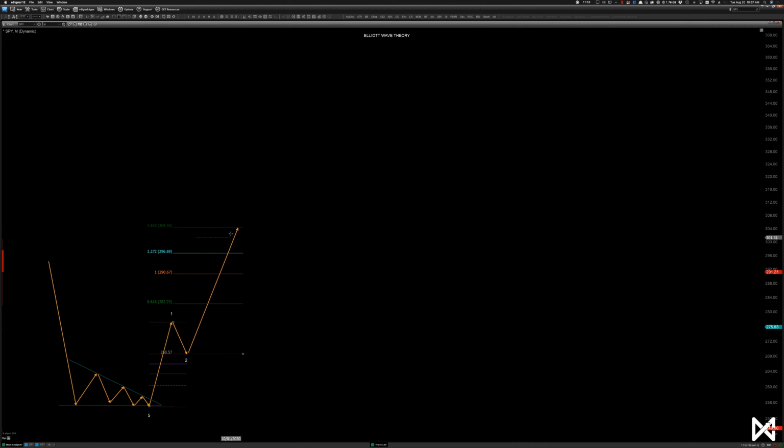So wave 3, again, ideal targets 1.272, 1.618. This is important information for you guys to know. And again, we'll be coming back to this later in the lessons as well. So now let's mark in our wave 3 has concluded. Wave 3 is right there.